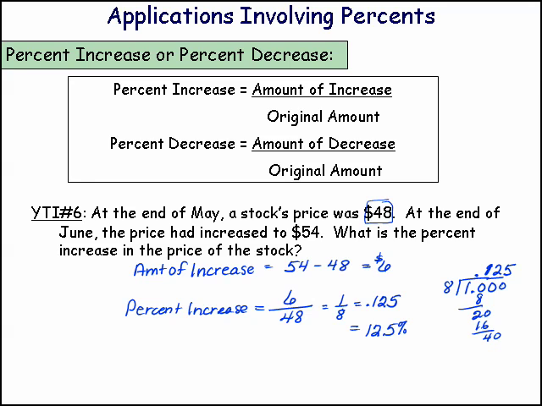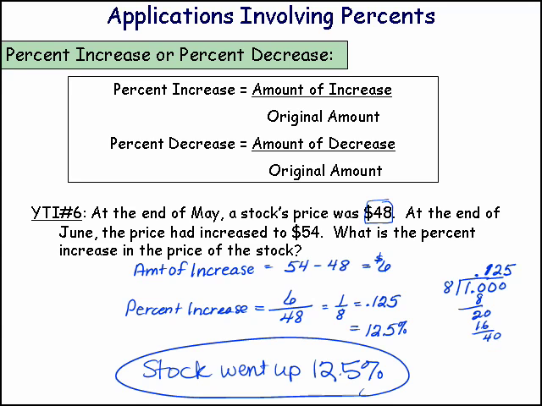So the stock went up 12.5% in that 1 month time. Okay, so that's what you would write. Stock went up 12.5%. That's how you'd state your answer.